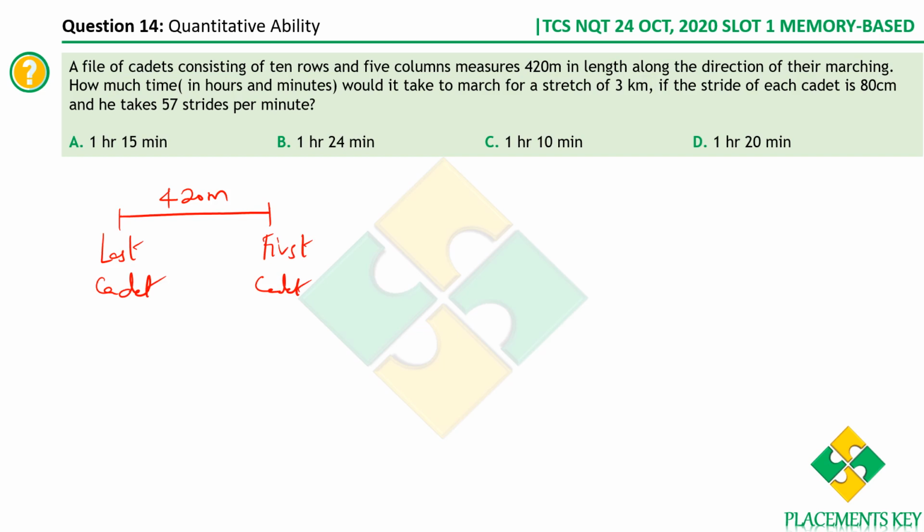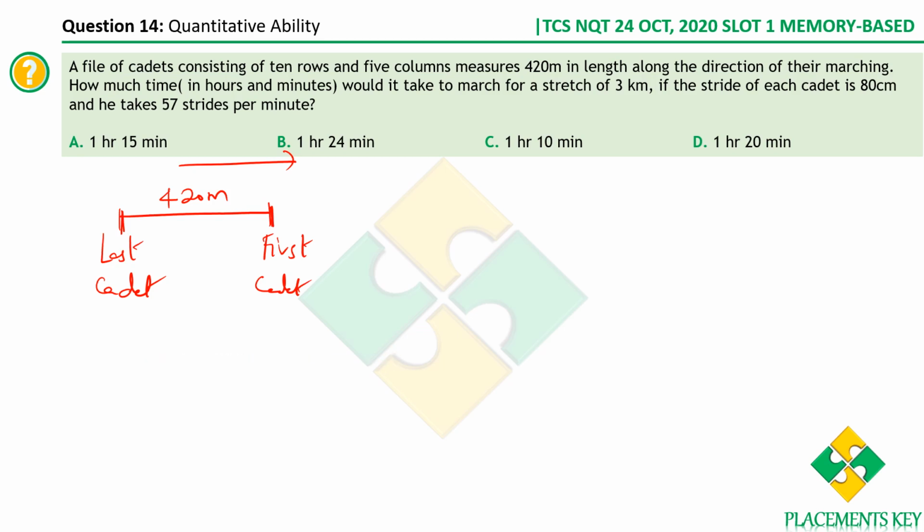Now what are they saying? Along the direction of their marching. So they're marching in this direction. This is where the first guy is, this is where the last guy is. The length is 420 meters. In between this, they're standing in 10 rows and 5 columns, and then they're marching together. This is the information given.